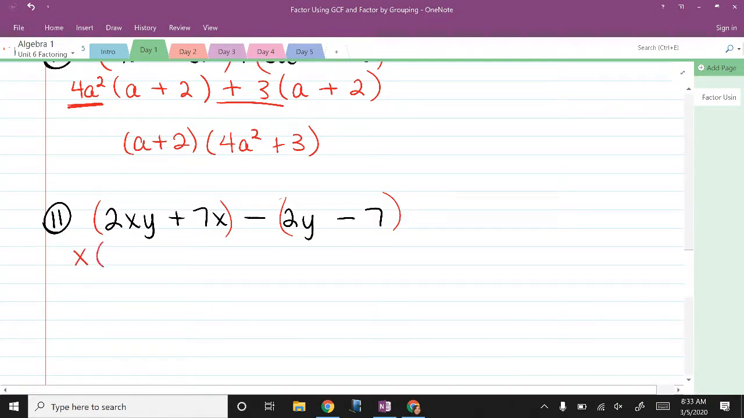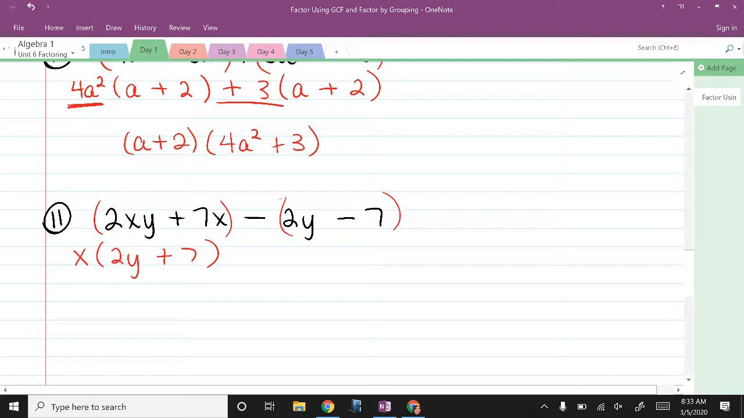Y'all agree? So parentheses. What times X do I need to multiply to get 2xy? 2y. I need a 2y. Y'all agree? And then what times X do I need to get 7x? Positive 7. So plus 7. So any questions on how we factored the first group? Is that okay with everybody?